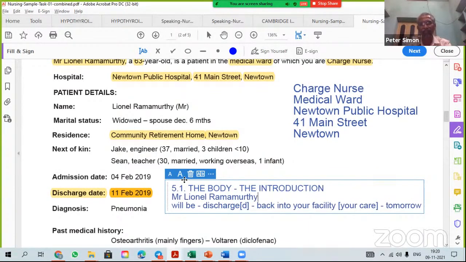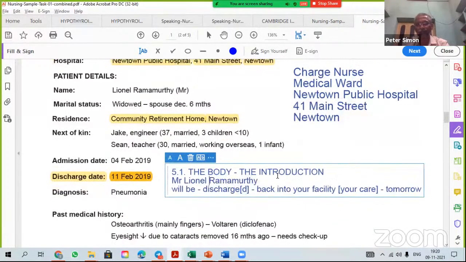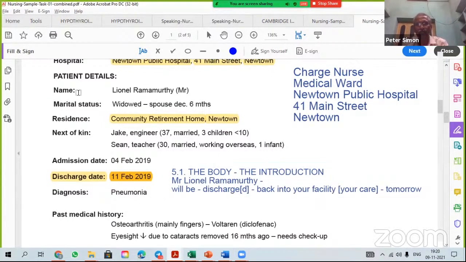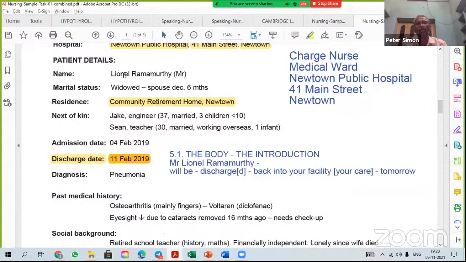Okay, even if you write Mr. Ramamurthy, it is okay. Or Mr. Lionel Ramamurthy is also okay. If you have some confusion, you can write, no problem. Mr. Lionel Ramamurthy. Right. Now this is one point which you have to write. So from here you are taking Mr. Lionel Ramamurthy. And here is a diagnosis.